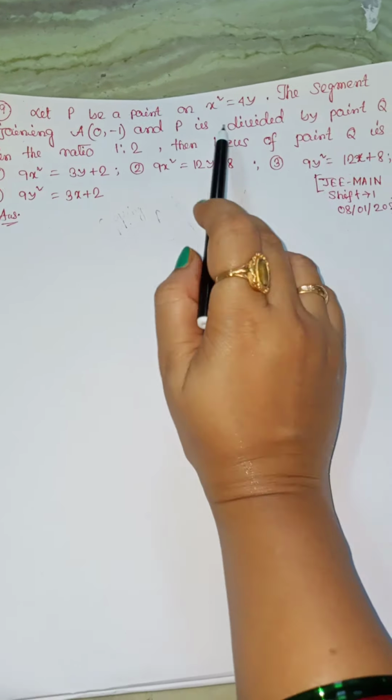At first, we draw the parabola. This is our two axes, x and y axis, and here is the parabola given, x square is equal to 4y. And P is the point. Now let's assume here is the point P and it is a moving point.